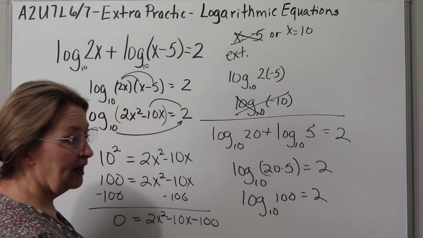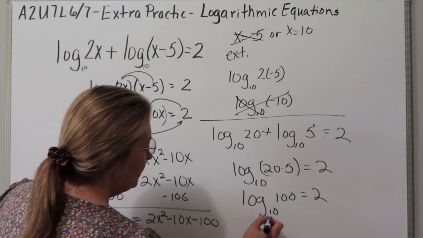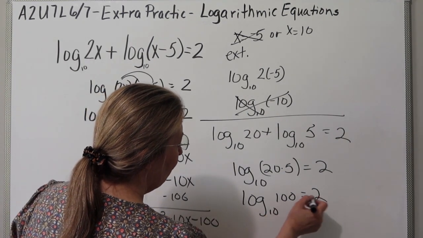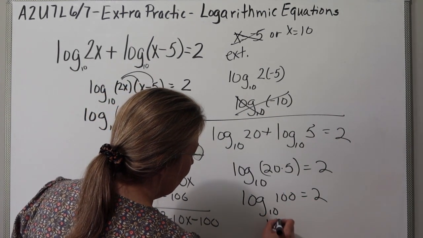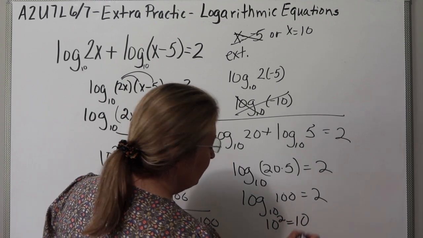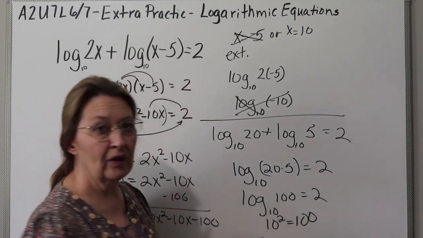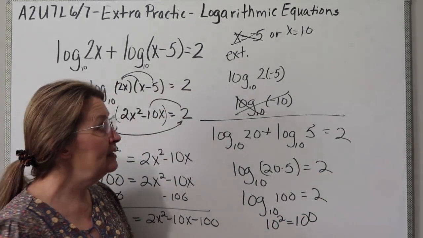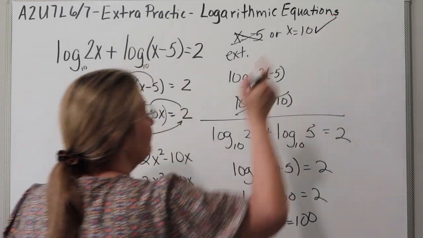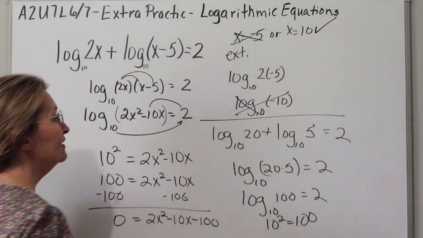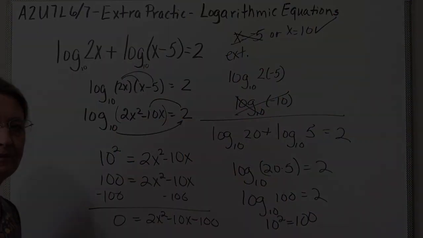Now let's check it by converting to exponentials. 10 to the second power equals 100 is what that conversion looks like. Is 10 to the second power equal to 100? Yes, it is. So that is a valid solution. And negative 5 is an extraneous solution.